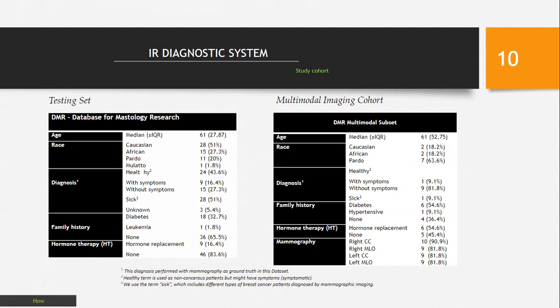But due to the fact that we had such a low number of participants in the multimodal imaging cohort, we were not able to train our model, and so we are using it more as a feasibility study. So to train our random forest model, we used the training set because it had more participants, and we were able to have 24 healthy participants and 28 patients that either had a lesion or had symptoms but were without symptoms, and we were able to then train the random forest model with that.